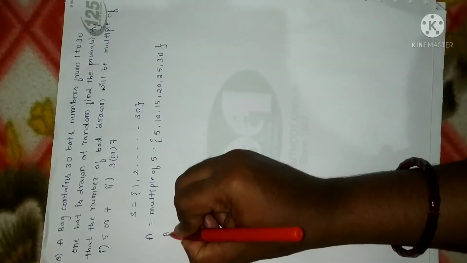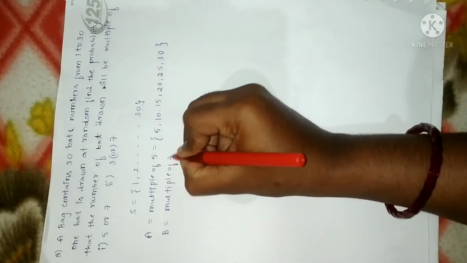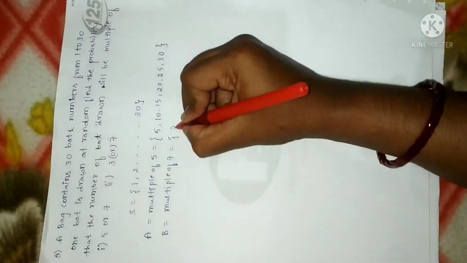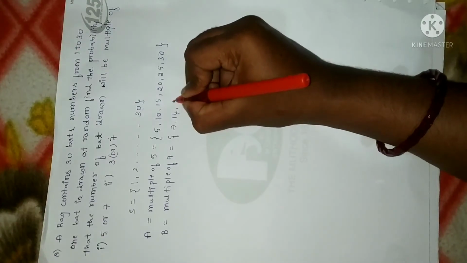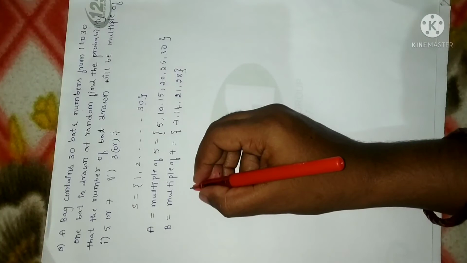Next, let me take B as multiples of 7. So write down the multiples of 7. 7 ones are 7, 7 twos are 14, and so on, stopping right here. Why? Because you have numbers only up to 30. So these are the multiples of 7.